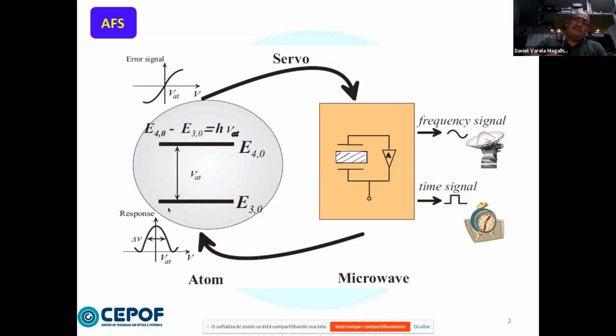And not every atomic transition is eligible for a clock transition. A clock transition should be a specific transition that has a long lifetime, so you decrease the linewidth of the resonance, the observed resonance when you have it.